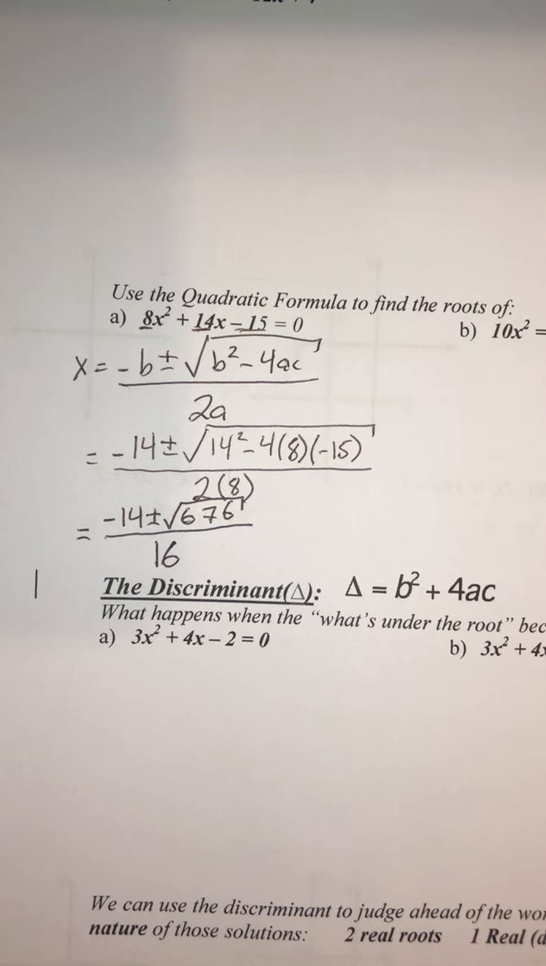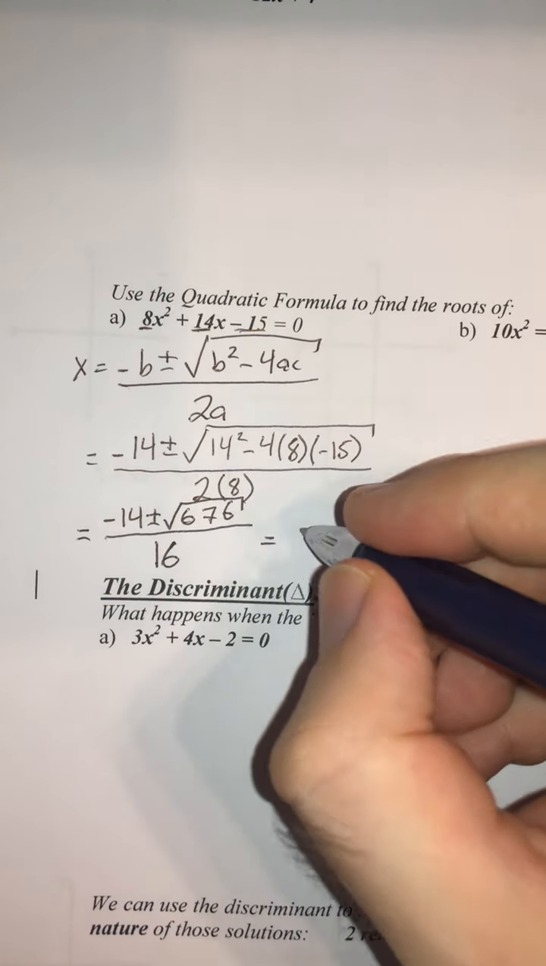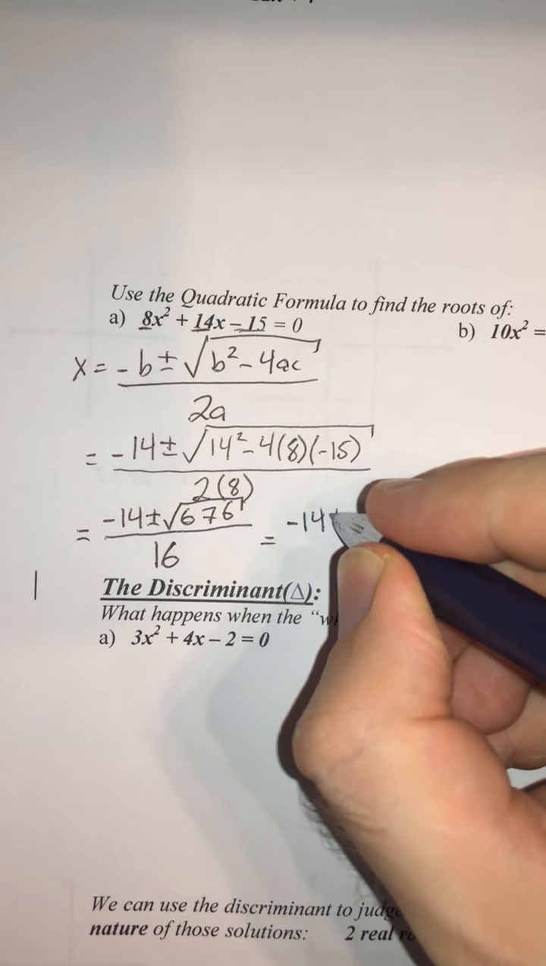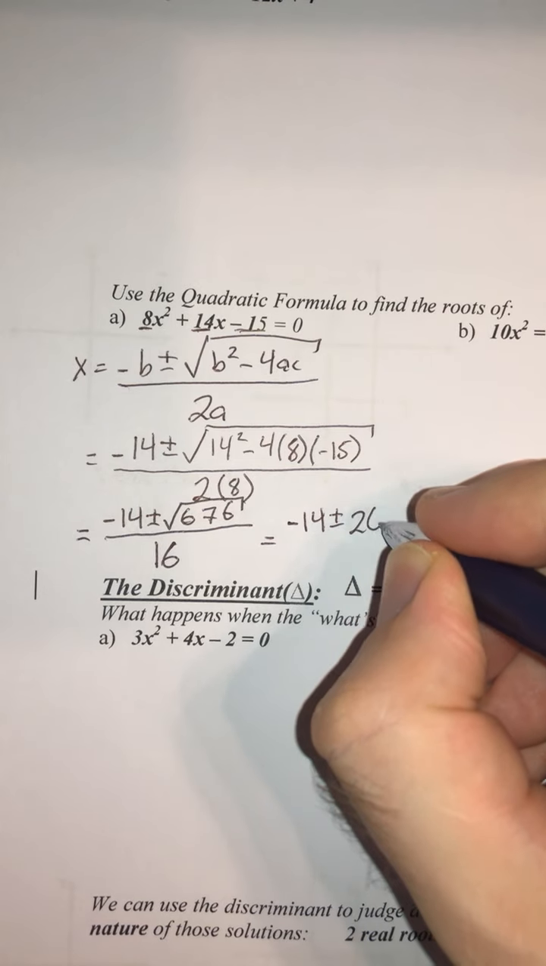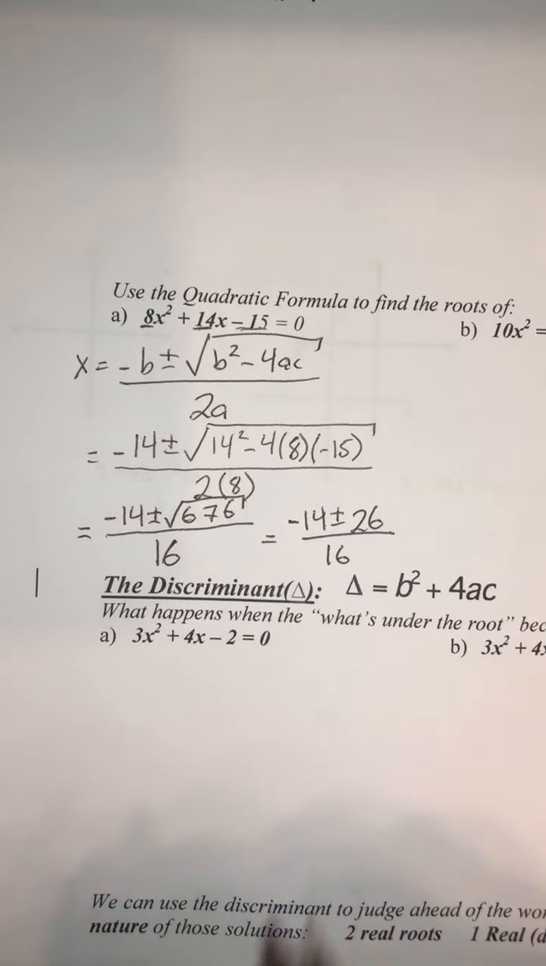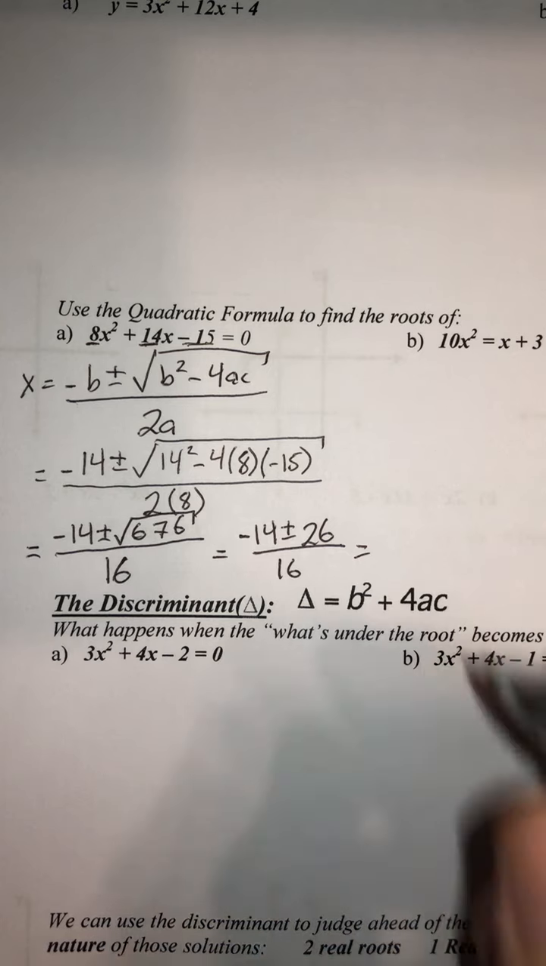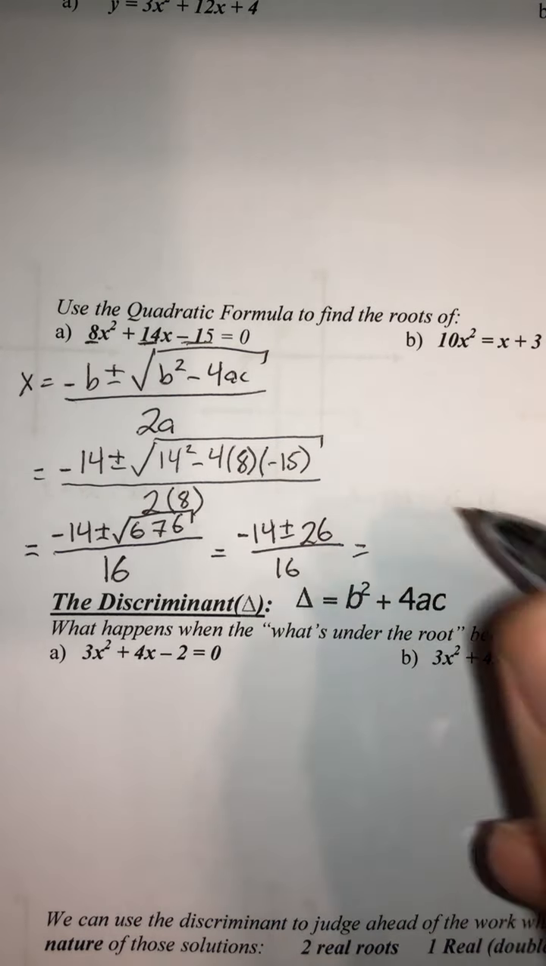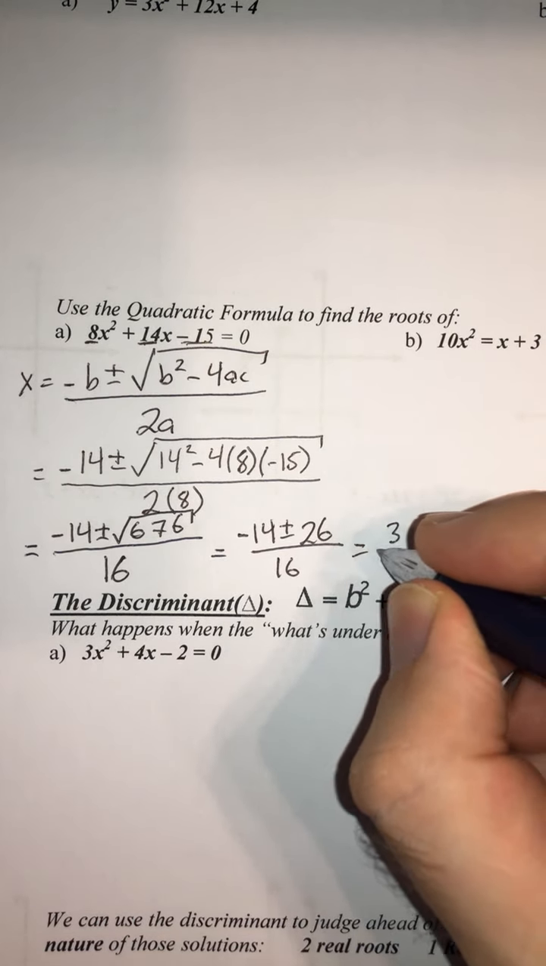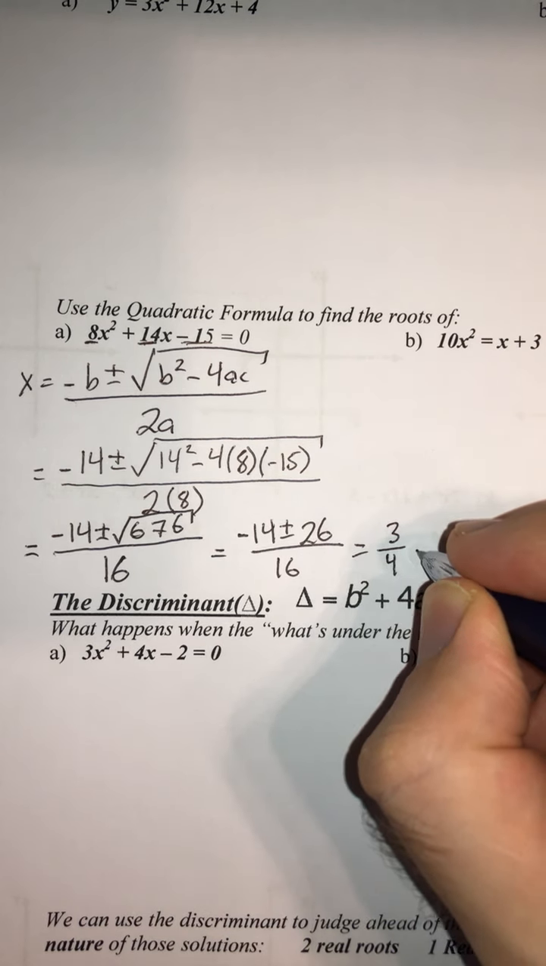So from there we look and see, can I take the square root of that? And conveniently for this one we can. So it's negative 14 plus or minus 26 over 16. So then we can actually deal with this. From here you can just plug it into the calculator. So you'd go negative 14 plus 26 divided by 16. So we would get 0.75, or 3 over 4 is one solution.